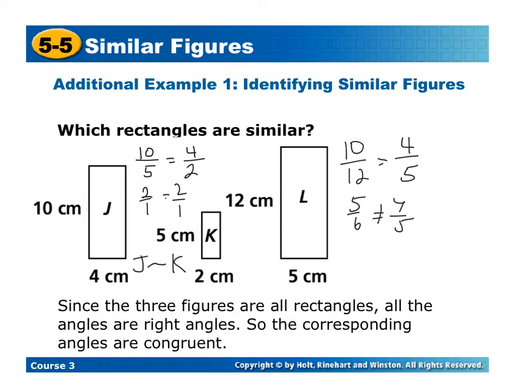And you could do K to L as well. You could do 5 to 12 has to be the same as 2 to 5. Since I can't reduce either one of those, these are also not equal or similar.